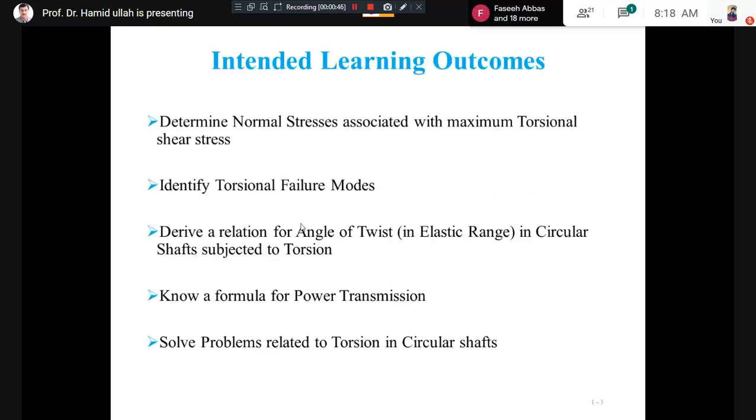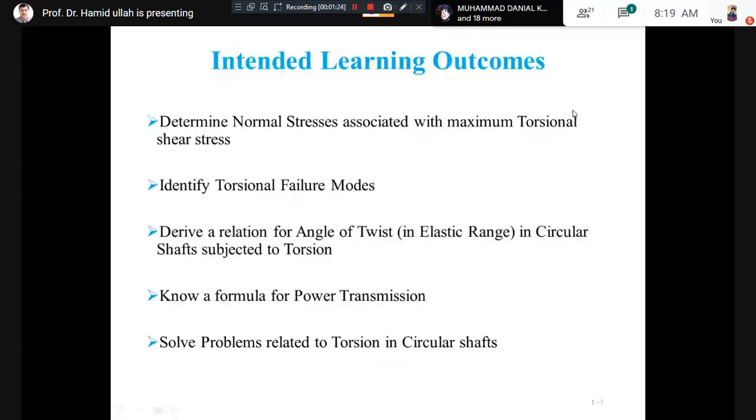In the first part of the lecture, from the very beginning, every student should know what they will get from today's lecture. You should be able to know what normal stress is associated with the maximum torsional shear stress. You remember last week when we were talking about torsional load, we mentioned that because of torsional load, the stress produced is shear stress.